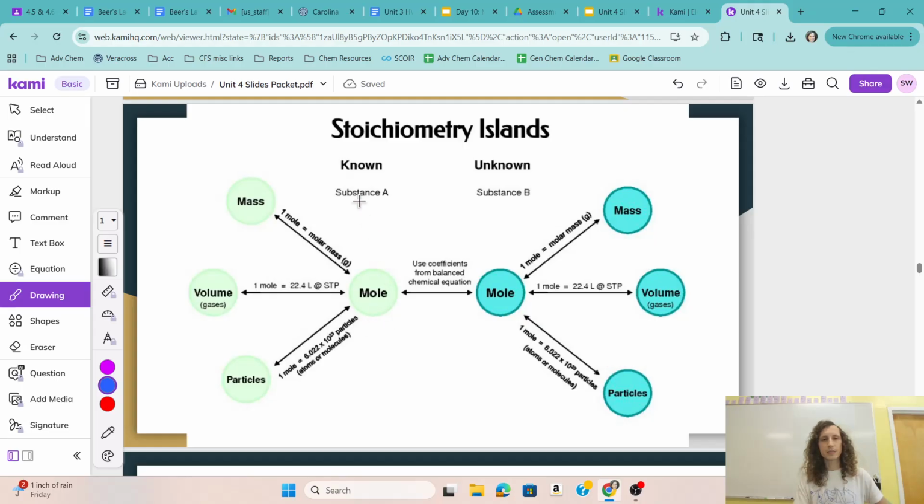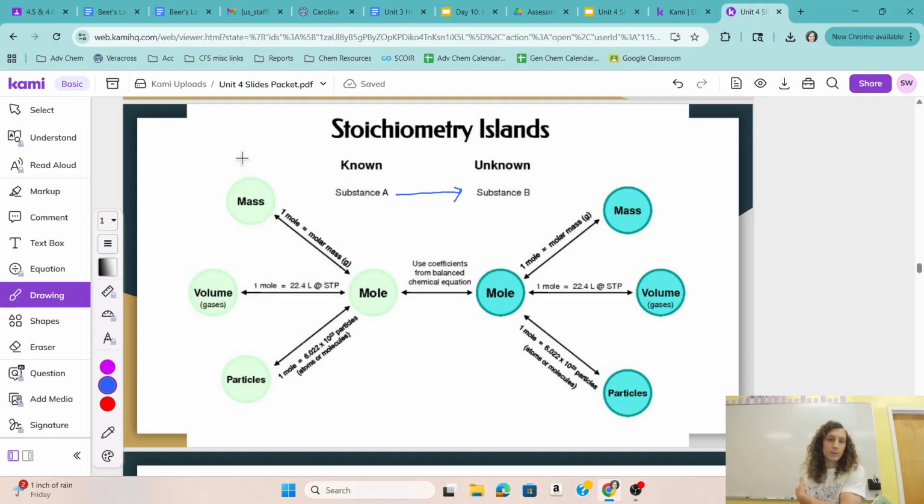Generally, this just tells us that if you are given something about a substance, that is your known substance. That is substance A. That's what you're starting with. And if you are trying to convert to an unknown substance, the only bridge that gets you there is using mole-to-mole conversions, which come from your balanced equation coefficients.